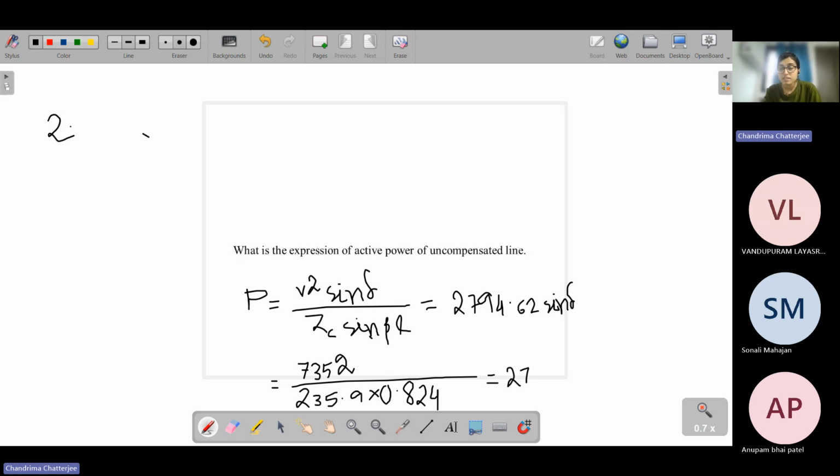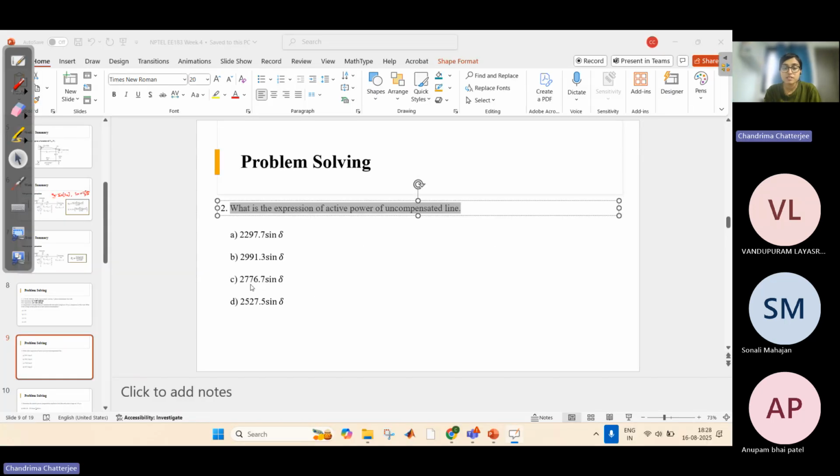I think just try to take a few more decimal points, then you will get to the exact value. So when you are calculating beta L value, just try to take a few more decimal points. Then I guess you will get to this answer. So option C is the correct option.